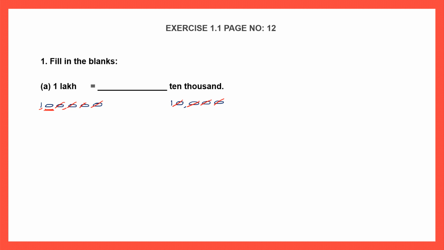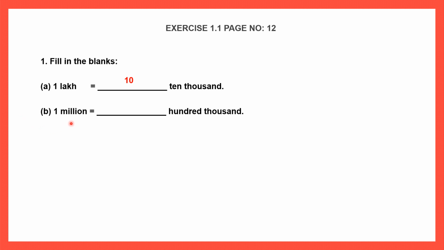So if we have to get 1 lakh, we need to add one more zero to 10,000. Now how can we add one more zero to 10,000? Only if we multiply it by 10. If we multiply it by 10, then we can add one more zero and that becomes 1 lakh. So 10,000 has 4 zeros. Now 1 lakh will have 5 zeros. So 1 lakh is equal to 10 times 10,000.